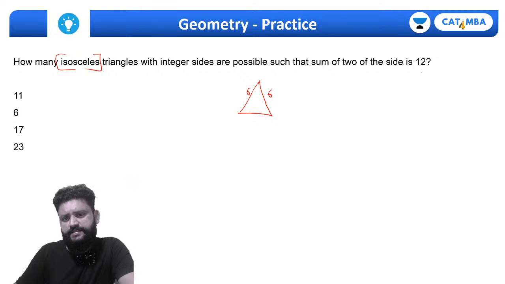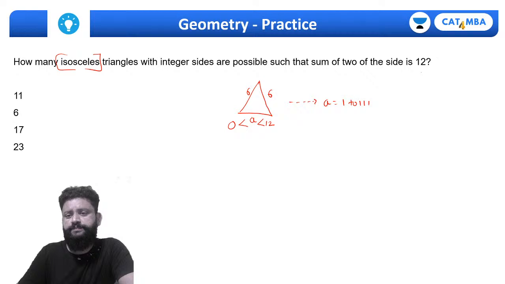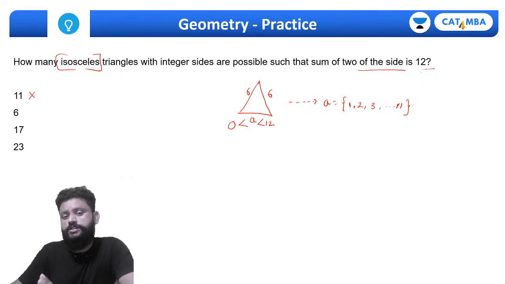This is 6 and this can be anything. This is the A. So what can be the value of A? A must be less than 12 and greater than 0. So there are 11 triangles possible like this. So we'll have value of A can be 1 to 11, anything, right? So we have 11 triangles possible. Okay, but the thing is, ये तो एक हुआ, answer is not 11 because हमें चाहिए दो साइड्स का एडिशन 12 होना चाहिए.